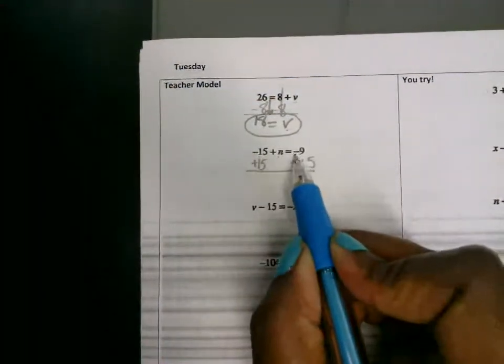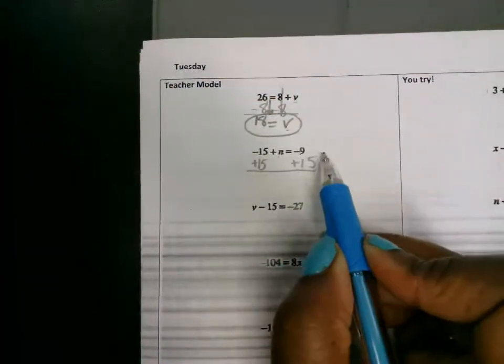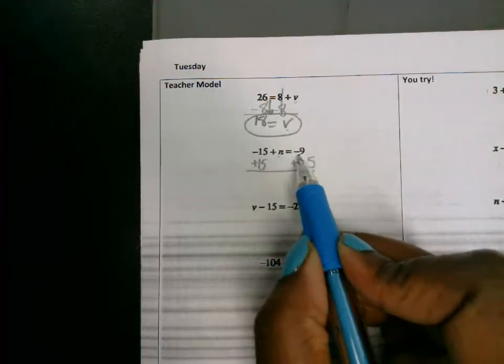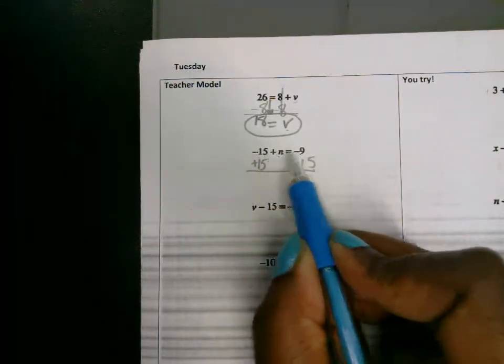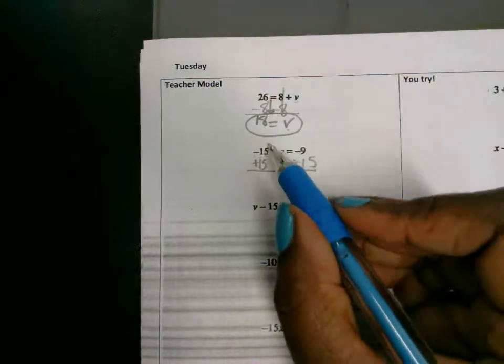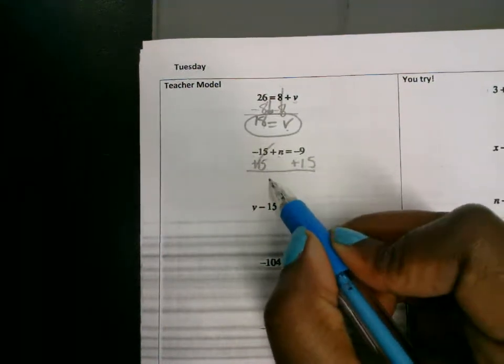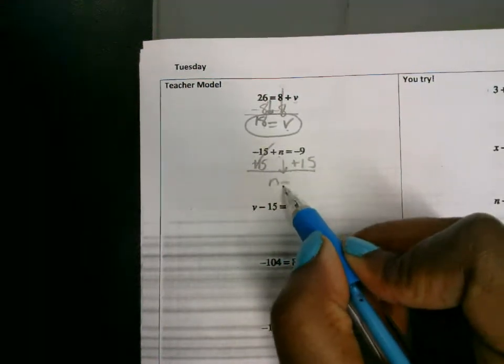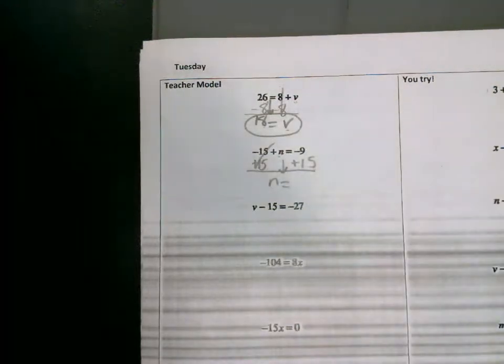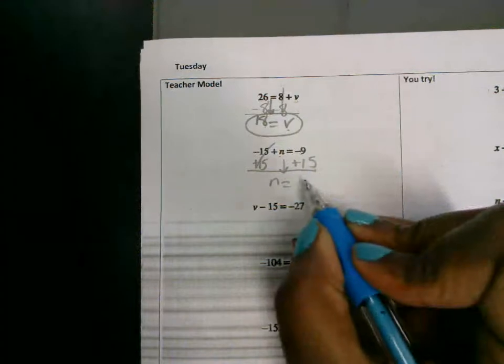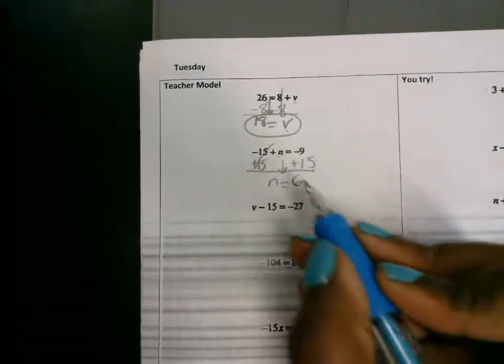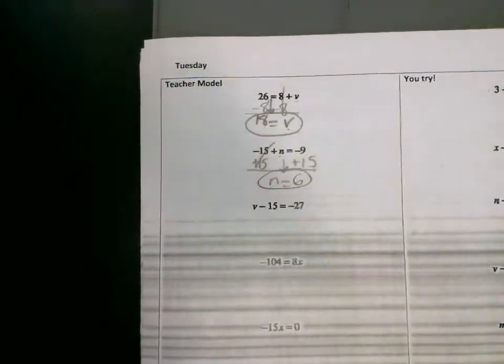Remember, this expression is equal to this expression on this side. So whatever I do to this side, I have to do to the other side so that the expressions remain equal. All right, so this is gone and we're left with just the n. And now on this side, we have a negative 9 plus 15, which is equal to a positive 6. Okay? And this is our answer here.